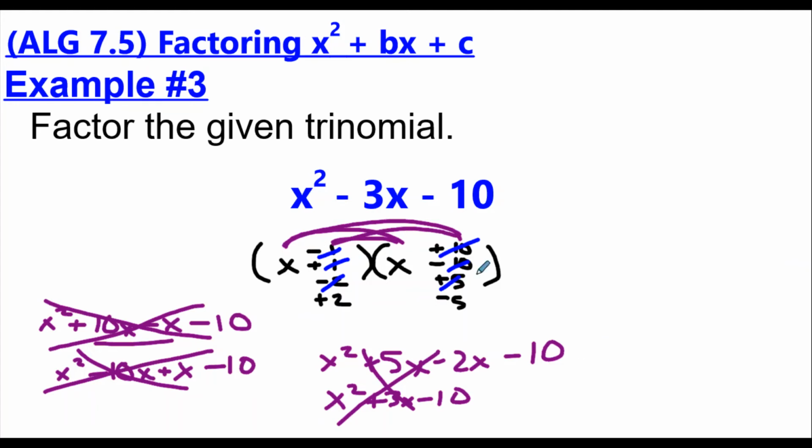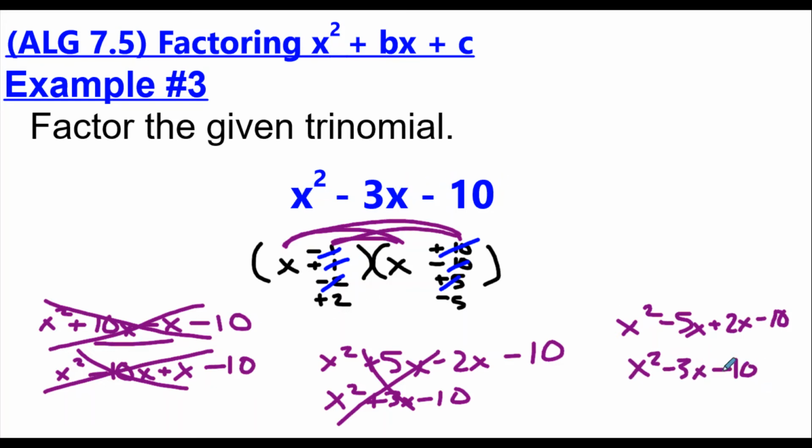X times x is x squared. The outside two getting multiplied together is x times -5, or -5x. The inside two, +2 times x, is +2x. And the last two, 2 times -5, is -10. So when you combine those like terms in the middle, -5x plus 2x, that is -3x. And that is exactly what we were hoping to get, the same thing as the original trinomial.